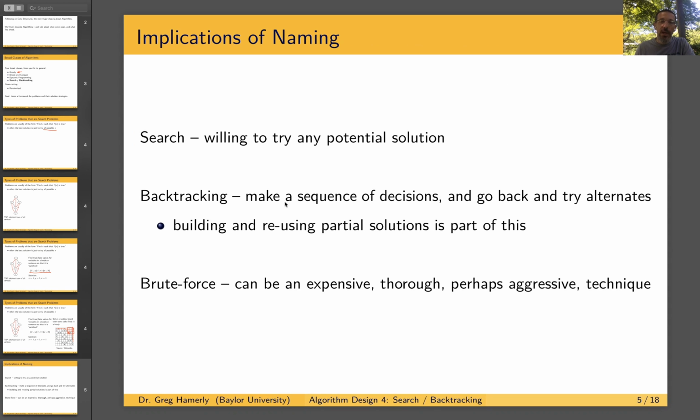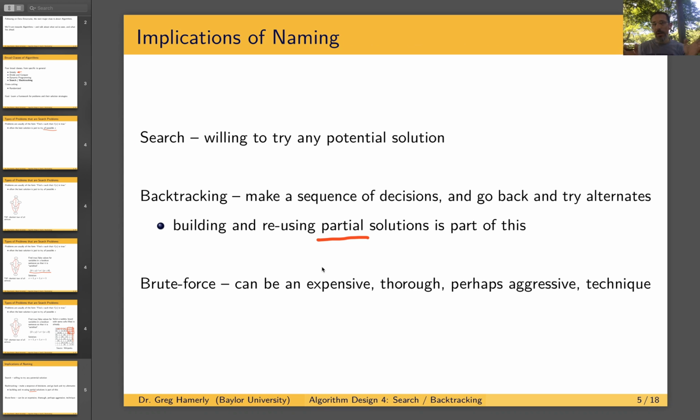Backtracking: the name implies that we're going to make a sequence of decisions as our algorithm runs, and perhaps change our minds and go back to a previous decision, change that decision, and then go forward. So this is kind of like depth first search, going down one path and then backing up and then going down another path. And a key part of this is that, usually when using backtracking, we're building and reusing partial solutions. So we build up a part of a solution bit by bit until we get a full solution.